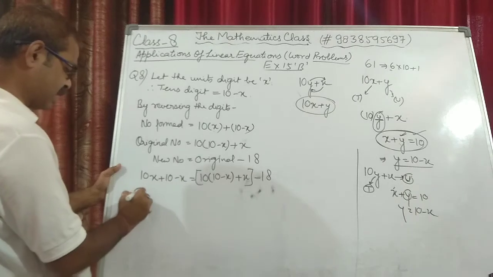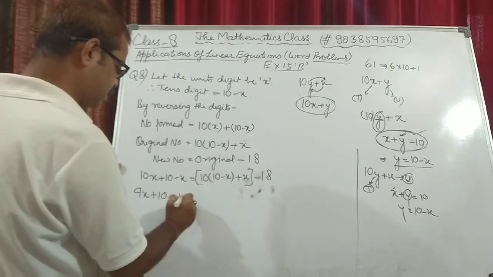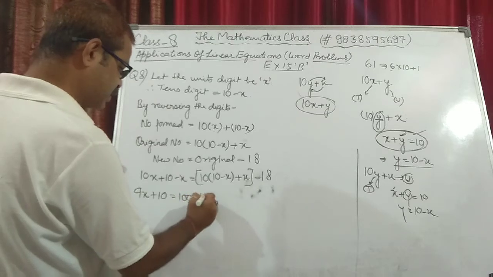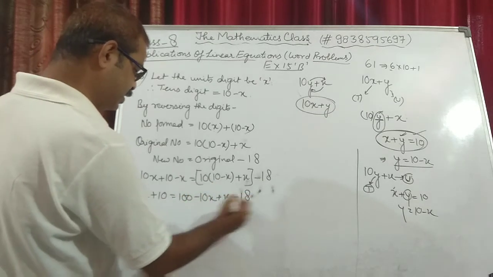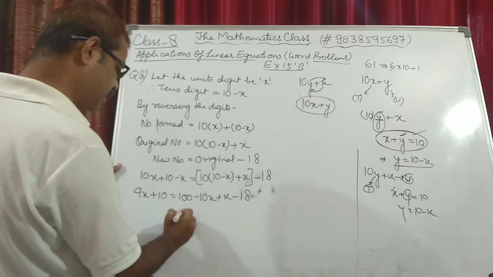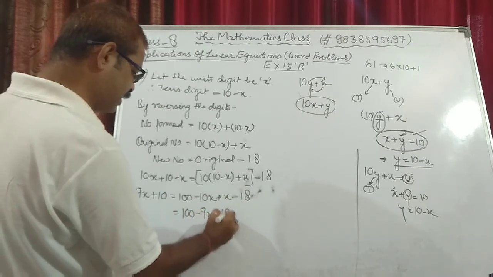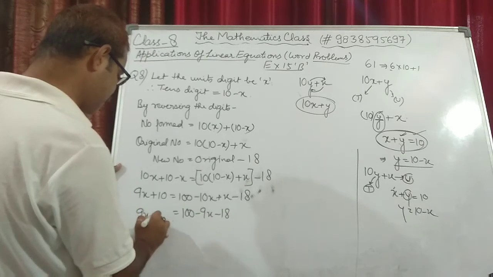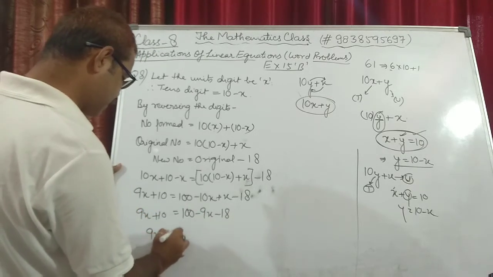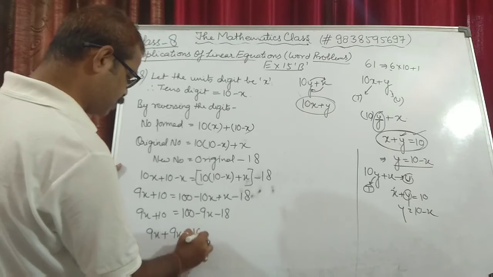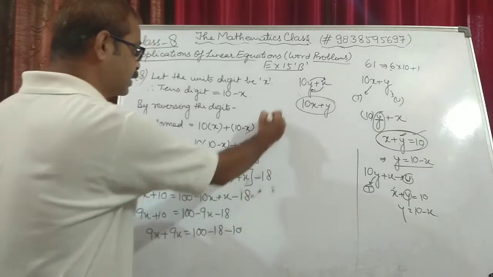So 10x minus x is 9x plus 10 is equal to 10 into 10 is 100 minus 10x plus x and minus 18. So this will be 100 minus 9x minus 18 is equal to 9x plus 10. 9 comes to this side. So 9x plus 9x is equal to 100 minus 18, and 10 goes to that side, minus 10.